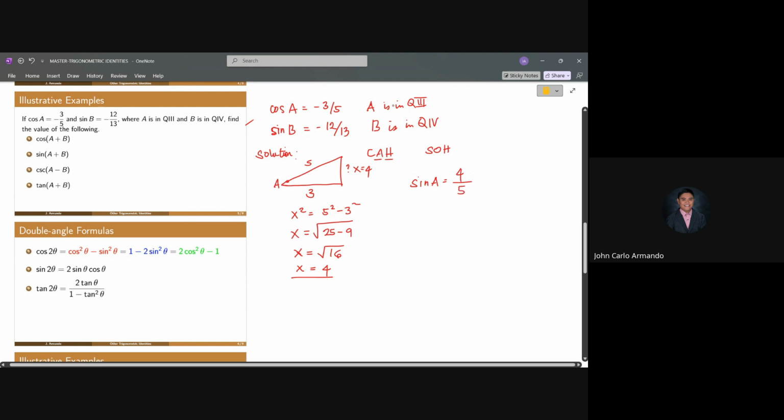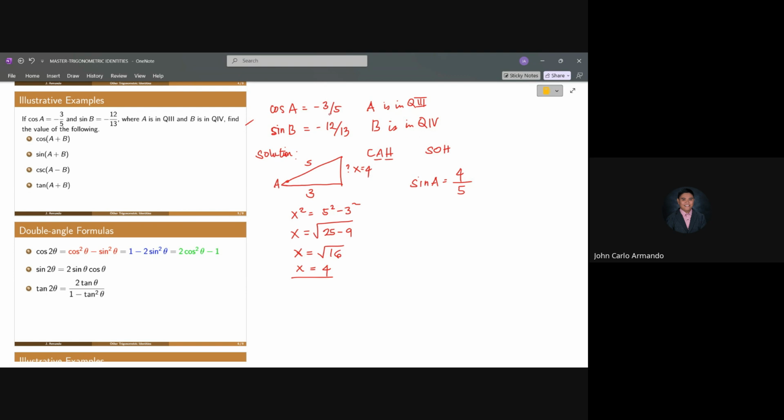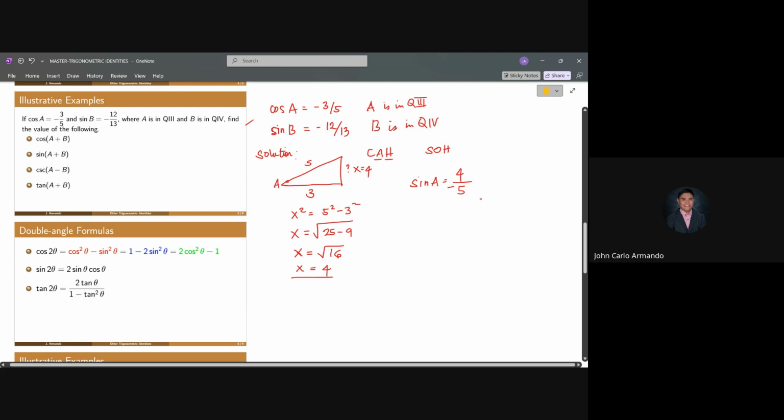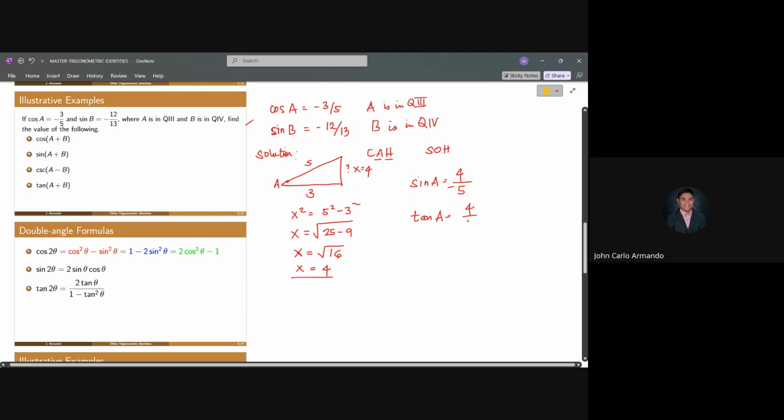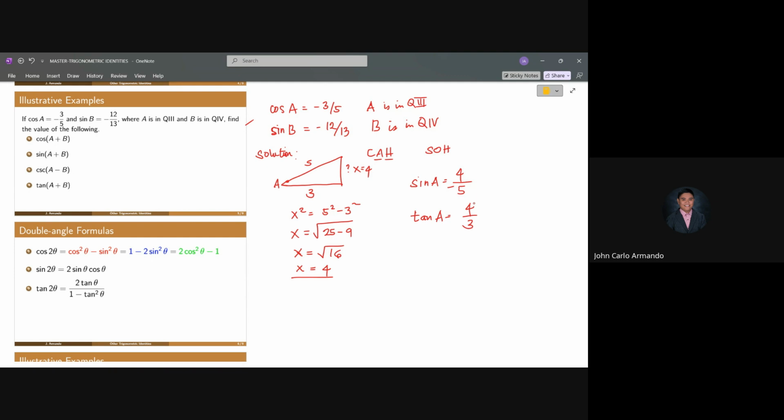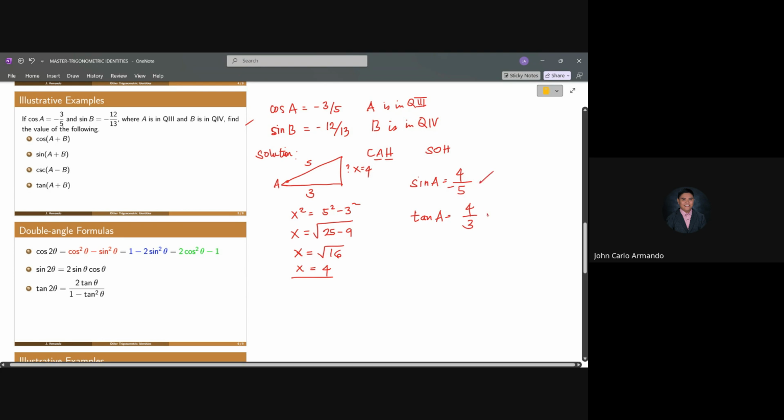But take note that A is in quadrant 3, meaning both cosine and sine are negative. If cosine is negative, sine is also negative. Therefore, sine A is negative 4/5. We solve also for tan A for future use. So tan A is just opposite over adjacent, right? The opposite is 4 and the adjacent is 3, 4/3. And we know that tangent is sine over cosine, and since both sine and cosine are negative, therefore tangent is positive. So we now have a complete list for angle A.